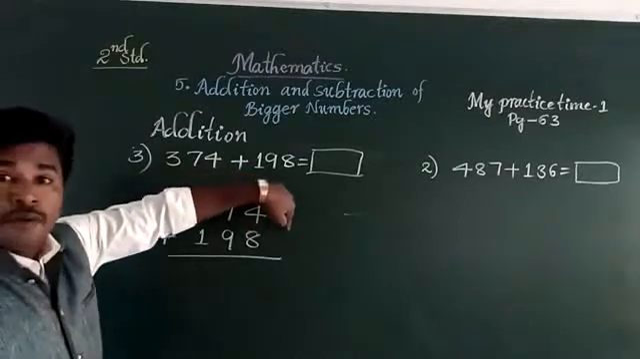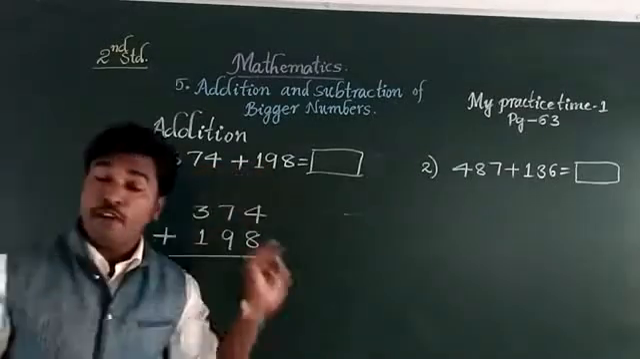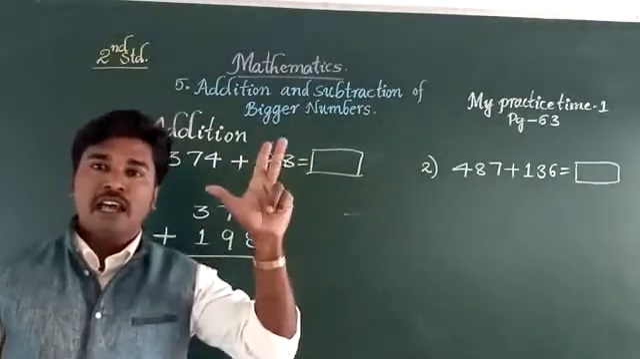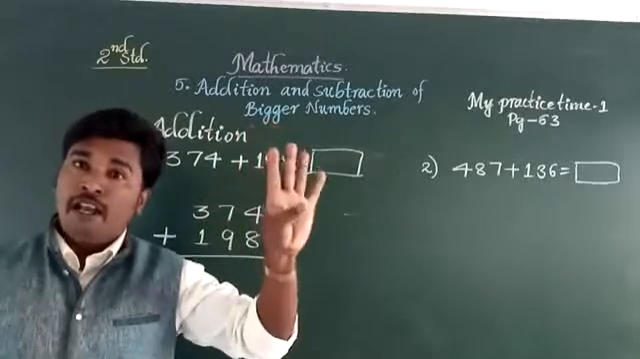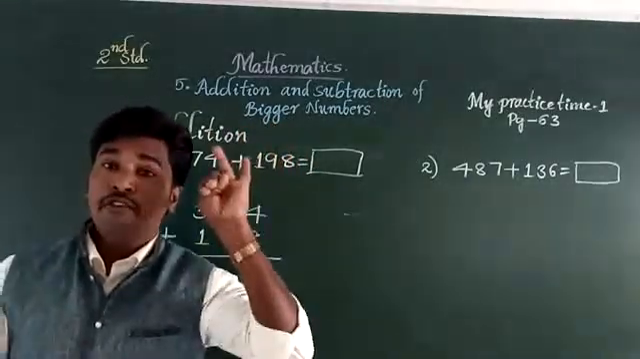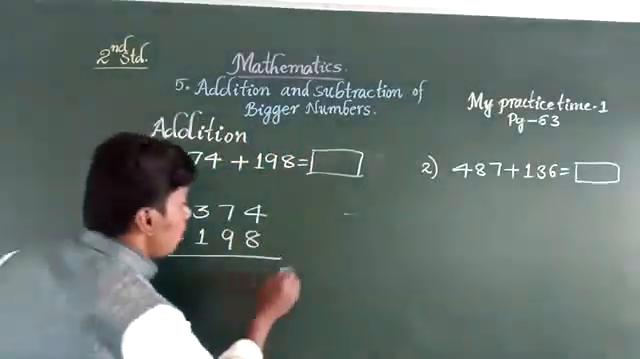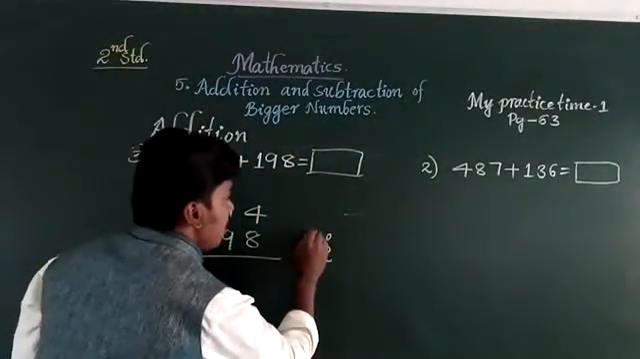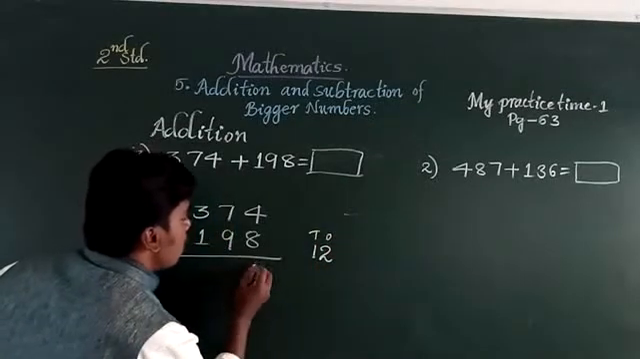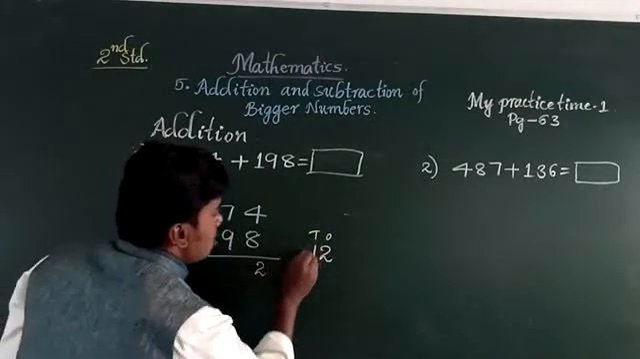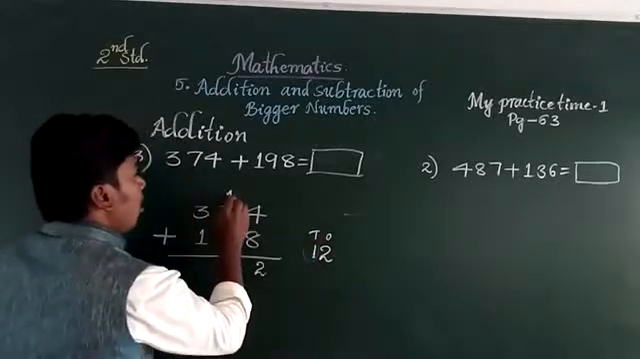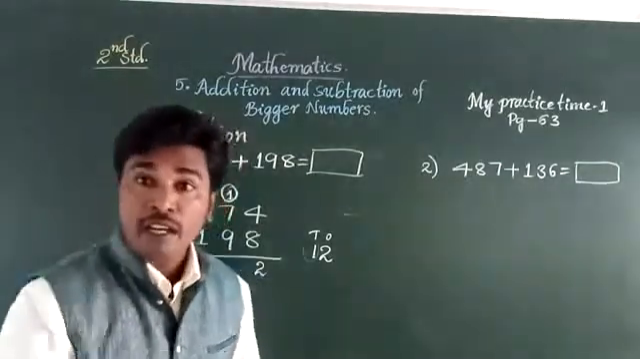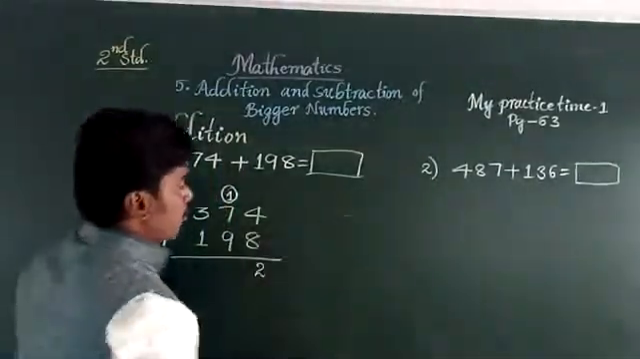4 plus 8. For 4 you add 8. So 4, after 5, 6, 7, 8, 9, 10, 11, 12. Now you added 8. So you got 12. In 12, 2 is in 1's place, 1 is in 10's place. 1's place number should write it here. It is 2, and 10's place number should give carry to the next number.